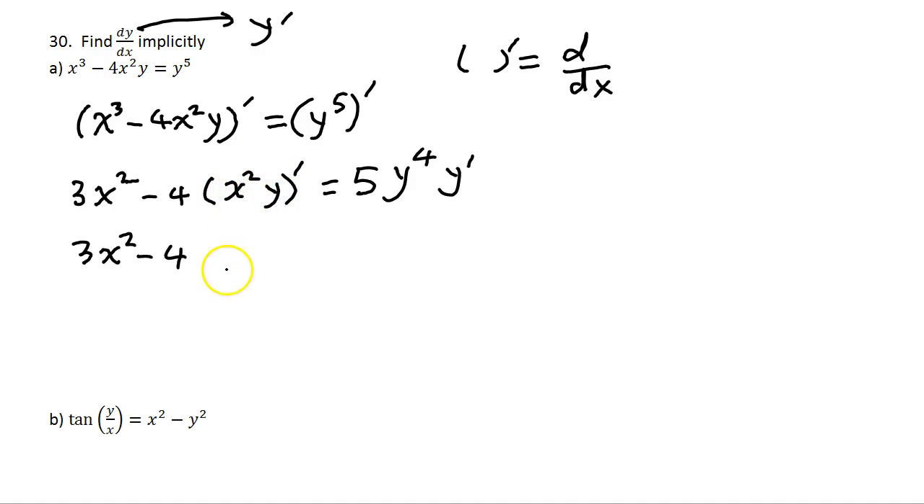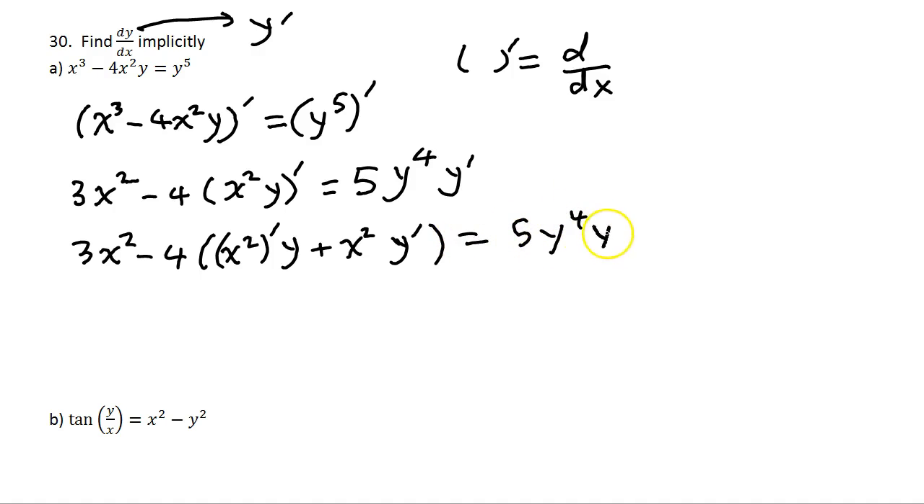You have a product of two functions of x. What are you supposed to do? You have to use the product rule, right? So (x squared)' y plus x squared times y', and then x squared differentiates to 2x.